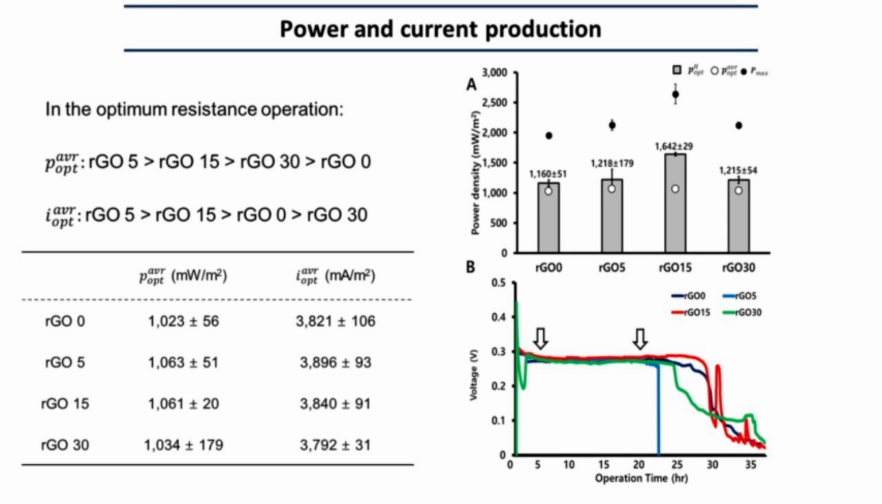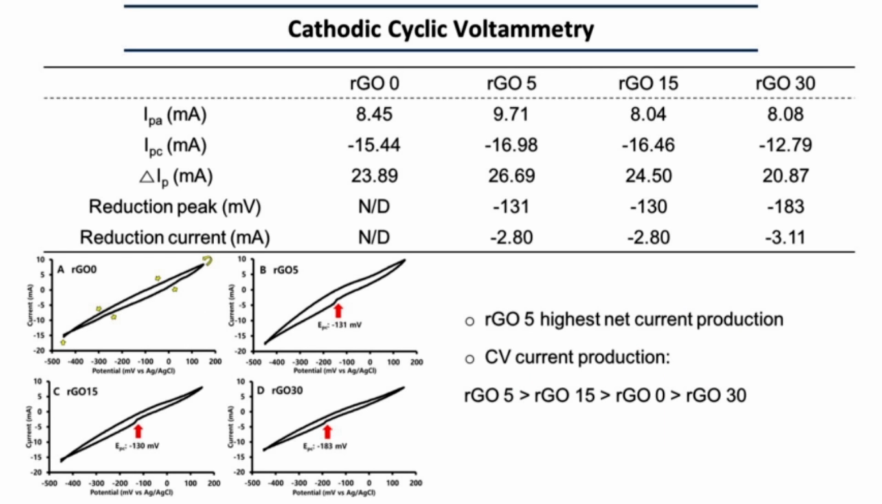In the optimum resistance operation, RgO5 showed the best power and current production, and RgO15 showed similar performance to RgO5. Average power densities were highest at 1063 mW per square meter for RgO5, followed by RgO15, RgO30 and RgO0. Average current densities during the optimum resistance operation were highest at 3896 mA per square meter for RgO15, followed by RgO5, RgO0 and RgO30.